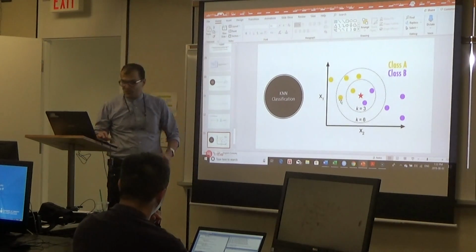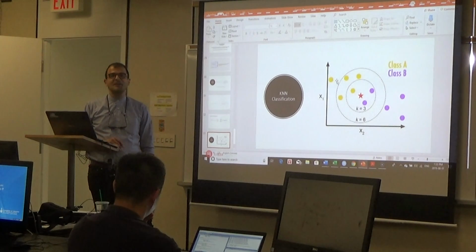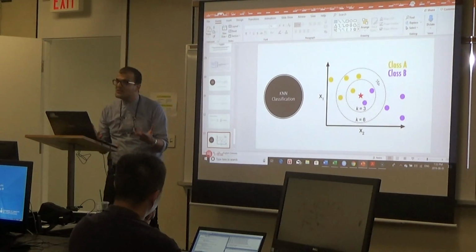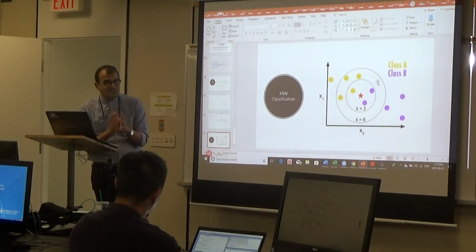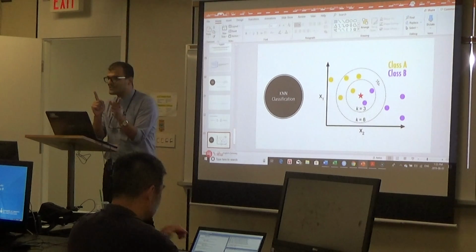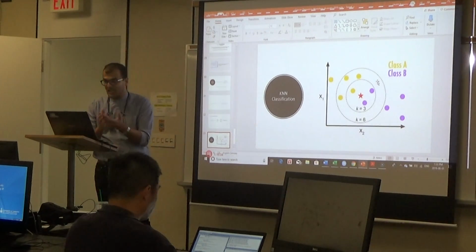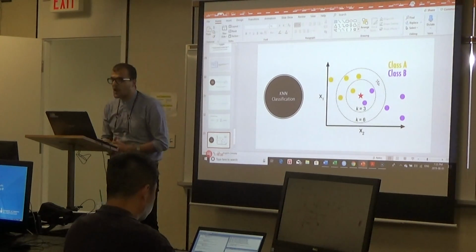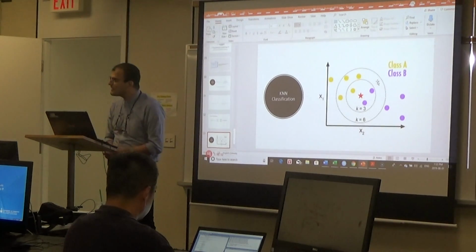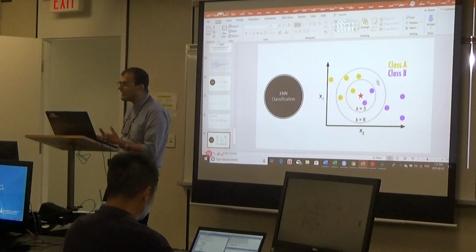That's yellow, because you have 5 yellow and 2 purple. That's the majority vote, and that's a good lesson to take. Depending on the K you choose, your diagnosis of the star is different. If K was 3, the star was supposed to be purple. If K is 6, your star is supposed to be yellow.